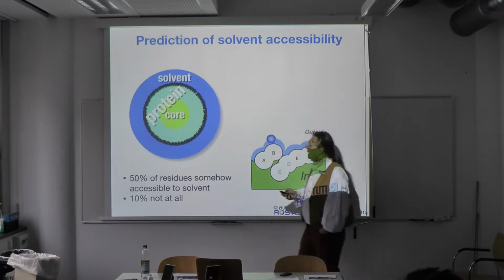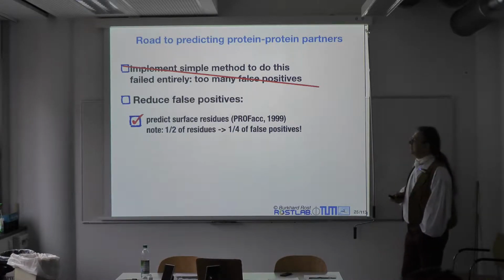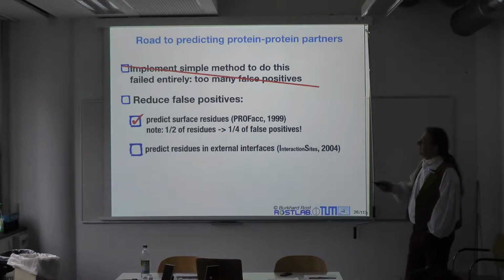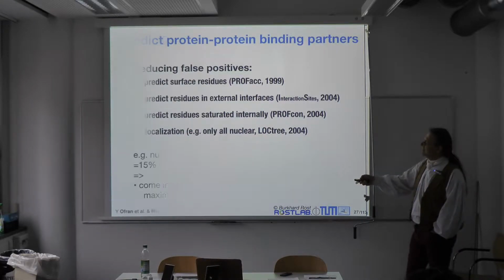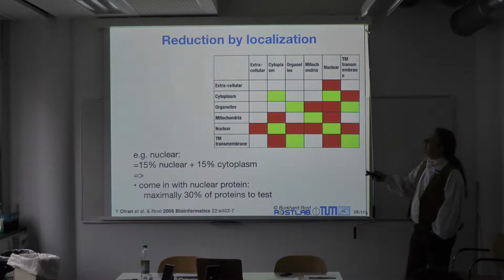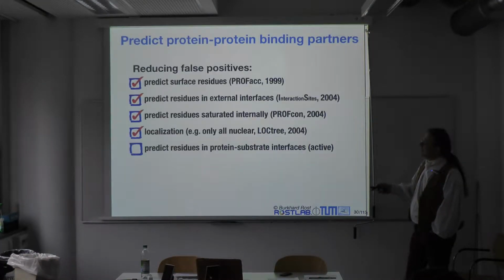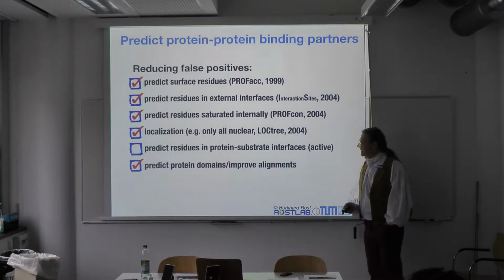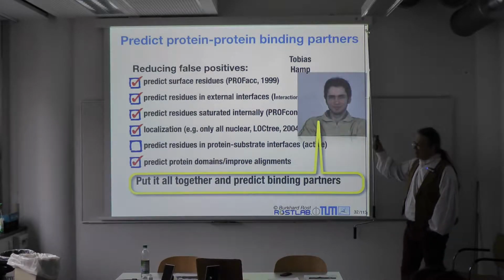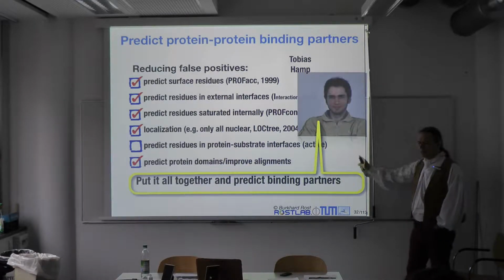And we went through a couple of methods that did something like that. And so we predicted residues in external interfaces separated internally. We predicted subcellular localization, and that I already showed you. We predicted residues in protein substrate interfaces. Some of that is still going on. We predicted domains, we improved alignments, and then Tobias put it all together. And I'm going to talk next year about exactly what he does.